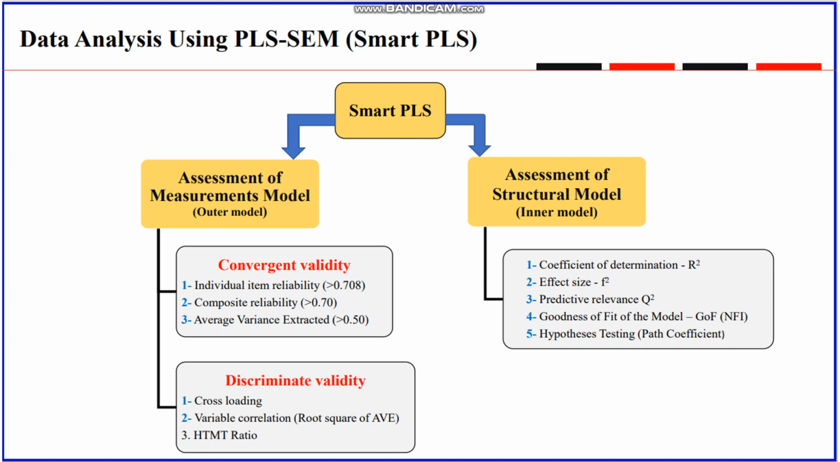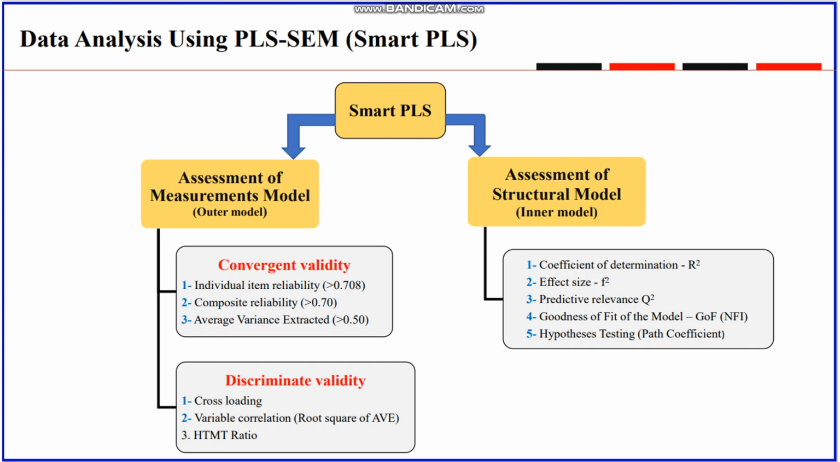The structure model is also known as the inner model, and we measure R square, the coefficient of determination, which measures the explanatory power of the independent variable on the dependent variable. The higher the ratio, the better the explanatory power of the model. And F square is the effect size.